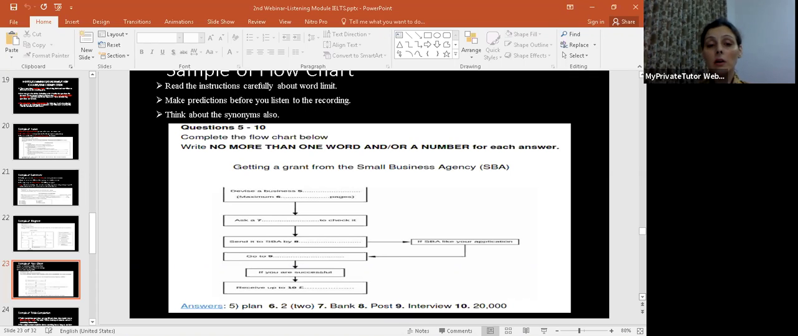Now when you're going to hear the recording, you're going to pick up the points. Devise a business strategy. Maybe the word strategy was used, or if the exact word is not used, you can use a similar word, plan. You can use a plan. Ask a dash to check it. Okay. Ask a bank to check it, something like that. When you listen carefully, then you will be able to figure out the exact answer.